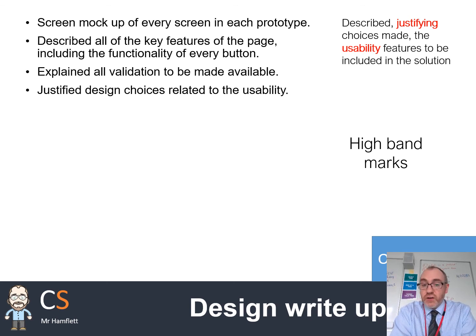Describe all the key features of the page, including functionality of your buttons. So tell me what the buttons do, tell me what the sliders do. You just basically explain what's going on the screen. Explain any validation that's done there, and most importantly, justify design choices related to usability. So the phrase really is describe, justify choices made, the usability features to be included in the solution. Okay, so that's how you get high marks in this section.